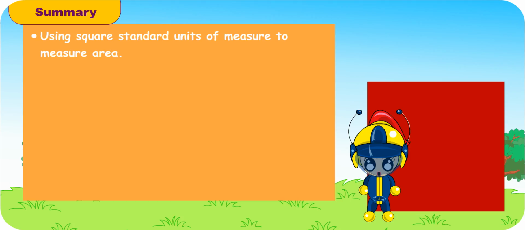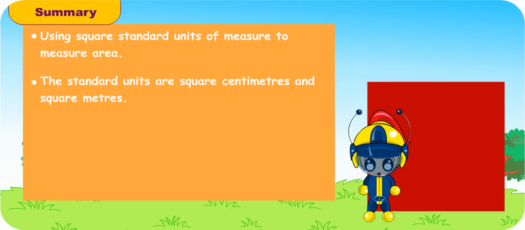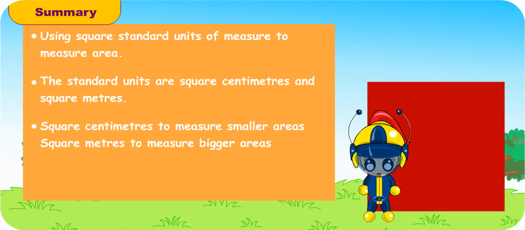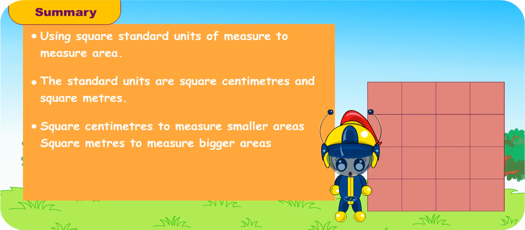We have to use square standard units of measure when measuring area. The standard units are square centimeters and square meters. We use square centimeters to measure smaller areas and square meters for bigger areas. To measure the area of a given figure, we use either 1 centimeter squares or 1 meter squares to line the length of the figure. I then repeat the process until I cover the whole surface with the squares. I then count the total number of squares I use. That will give the area of the figure.